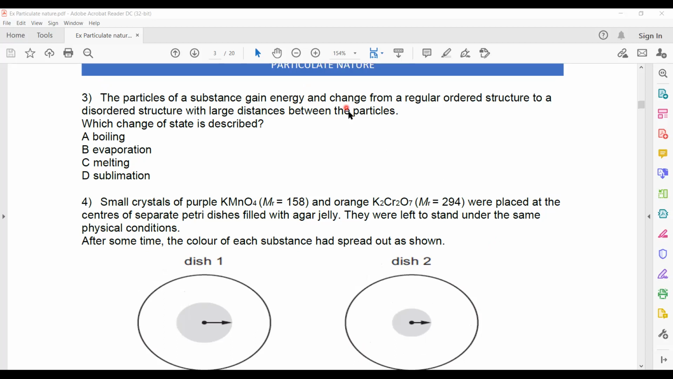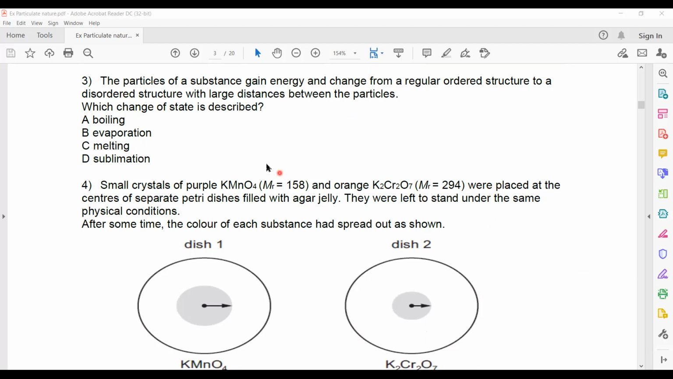So the right answer: if you read the question, they mention a regular structure. So which substance has a regular ordered structure? It means it is a solid. So we have a solid, and it changes to a disordered structure with a large distance between the particles.